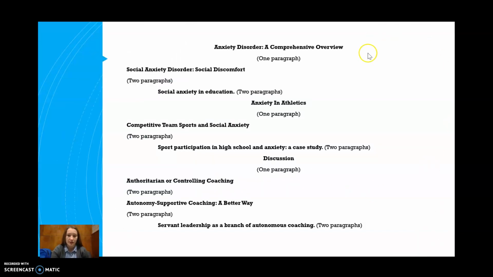So this is the entirety of my paper, the whole formatted structure, and I showed them in the order they would go in. So this is my first level 1 heading, my first level 2 heading, and then my first level 3 heading. So once I get over this general anxiety topic, I then talk about anxiety and athletics, and then I go deeper. A level 2 and a level 3.